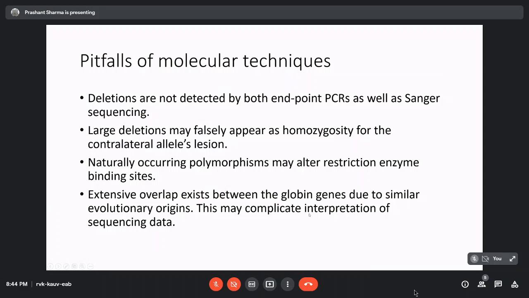And the globin genes overlap extensively because of similar evolutionary origins. So one has to be careful, especially regarding alpha globin gene sequencing data.